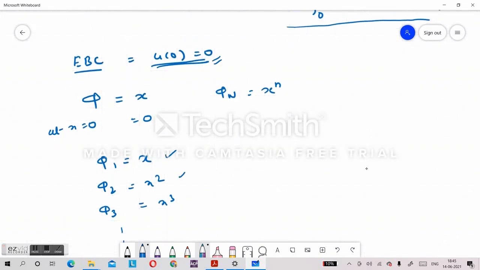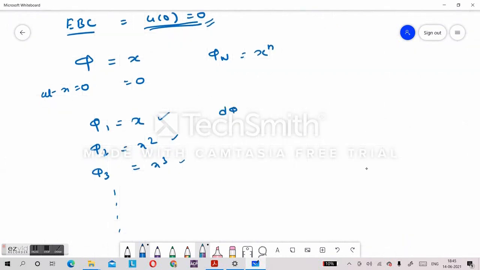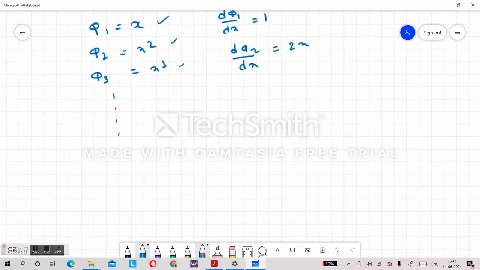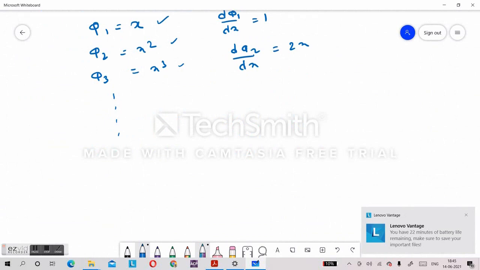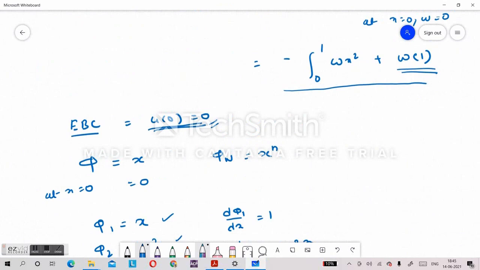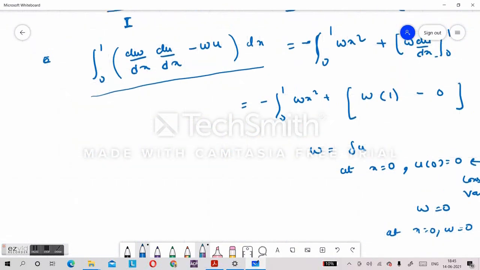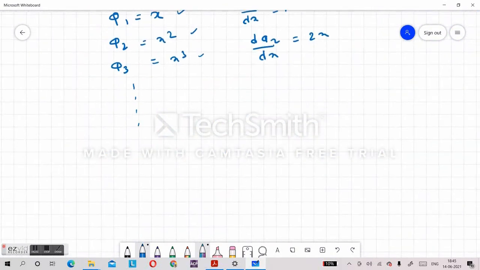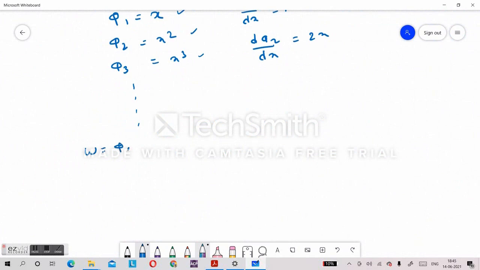Okay, and at x equals 0, all these terms are 0, so the condition is satisfied, satisfying our EBC. So dφ1/dx will become 1, and dφ2/dx equals 2x.